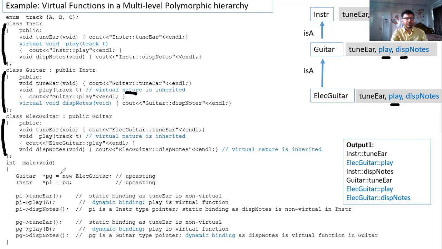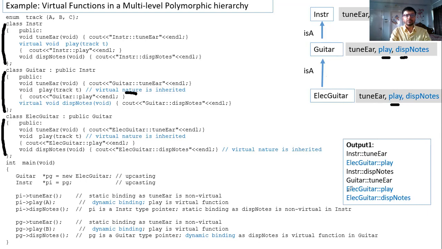So here we create two pointers of two base classes. Here this is the topmost, the root base class, and this is the intermediate base class. So both are base classes. We have created a pointer of type instrument and a pointer to the guitar class. So this is what is PG and PI. And all that we are doing is creating an object of electric guitar type. So the final derived object, or the most derived class, is electric guitar. We are creating an object of the electric guitar type, and we are assigning the address of this object to this guitar pointer and also to this instrument pointer.